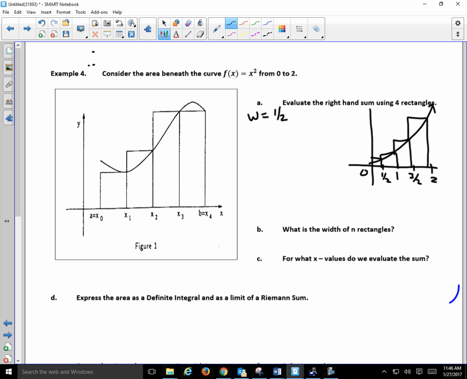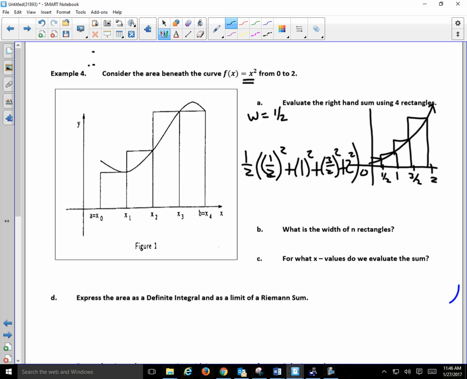You can see it's an overestimation. So I take 1 half, which is my width, and I multiply it by... Where's the first spot where I evaluate my height? 1 half. I went over 1 width, right? So I take that 1 half and I do what with it? Square it, right? Plus 1 squared, plus 3 halves squared, plus 2 squared. You remember doing that, right?